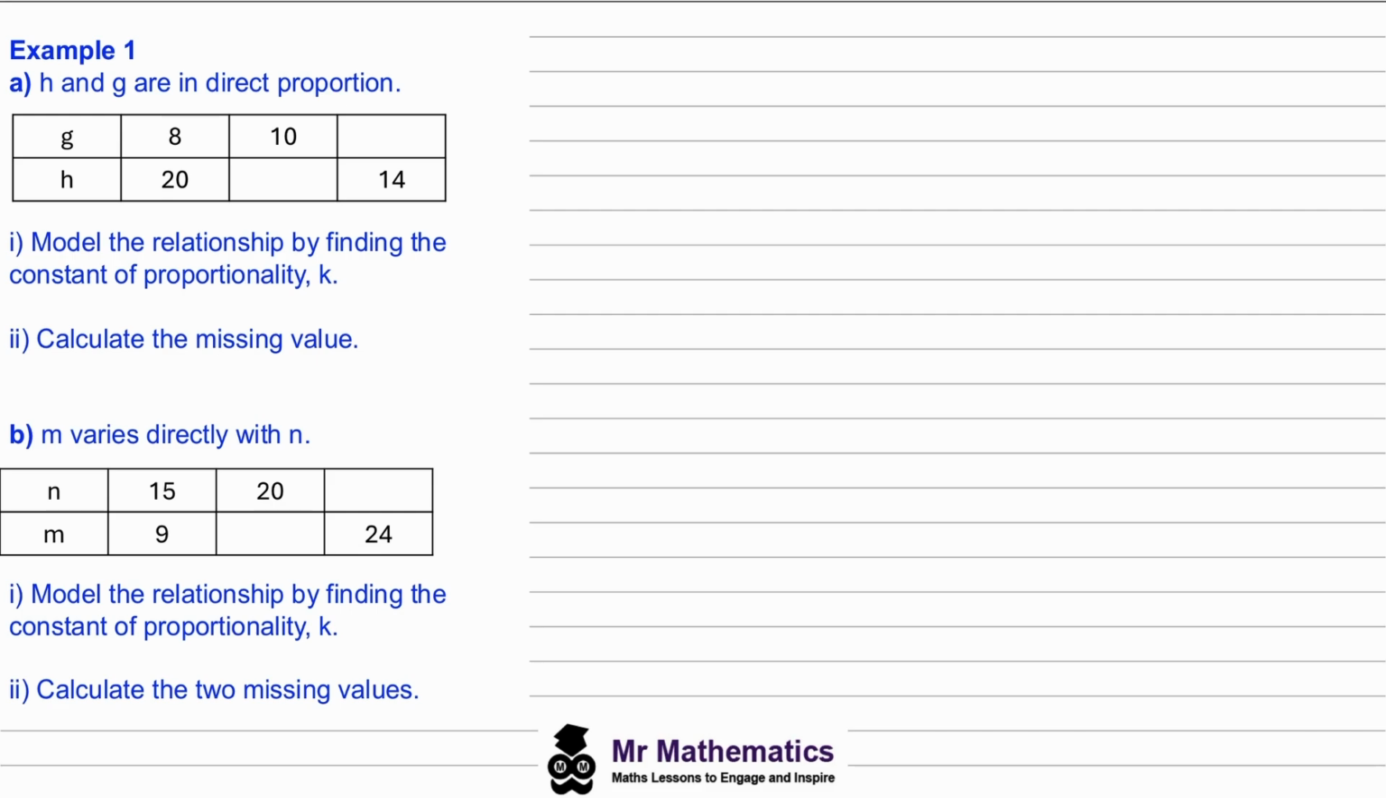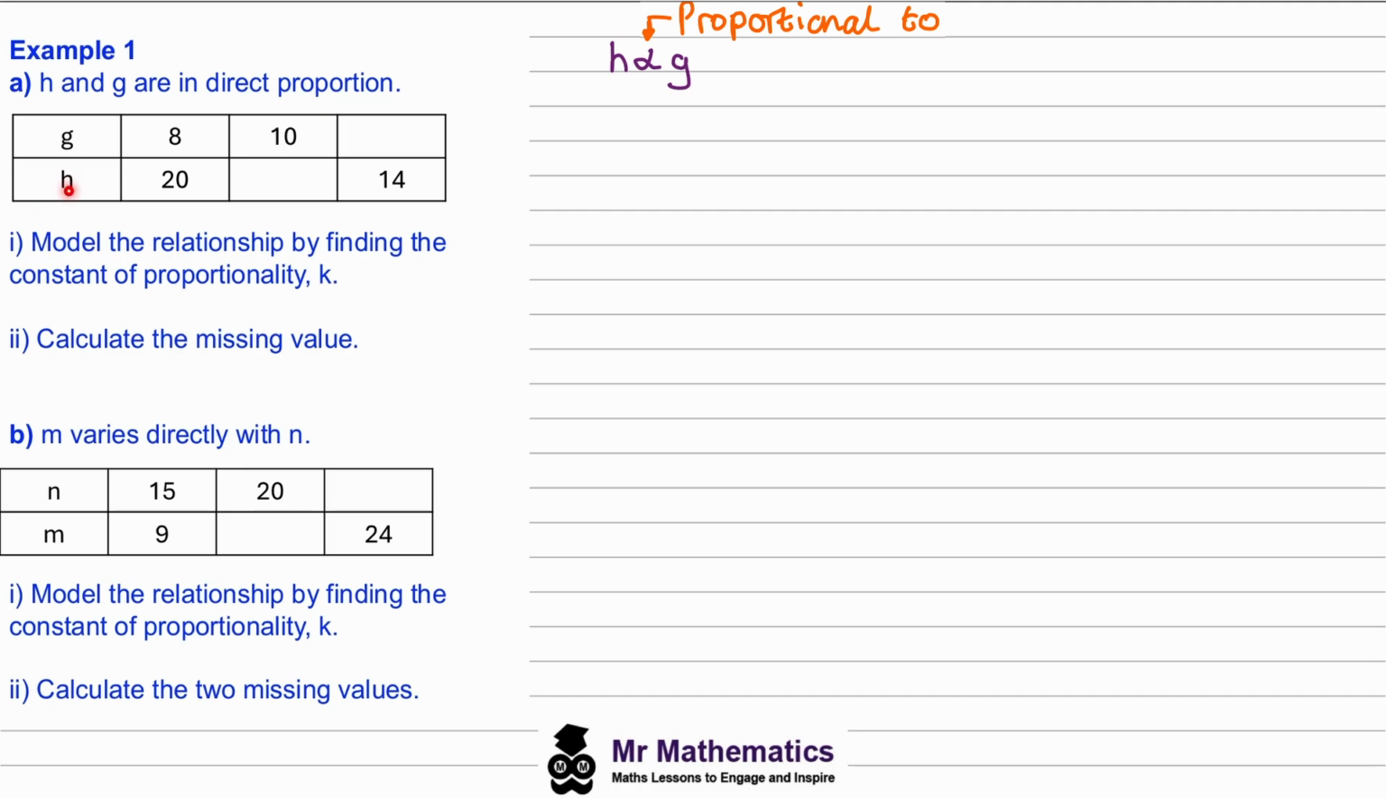And we're going to use something called the constant of proportionality, which we use the symbol k for. So I'll show you how we use this as we progress through the questions. In example 1, we're told that h and g are in direct proportion. We need to use the constant of proportionality to model the relationship. So we start by writing the statement that h is directly proportional to g.